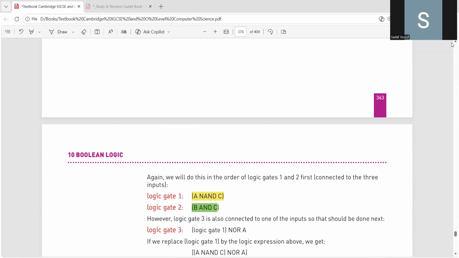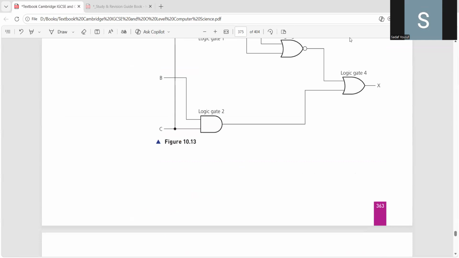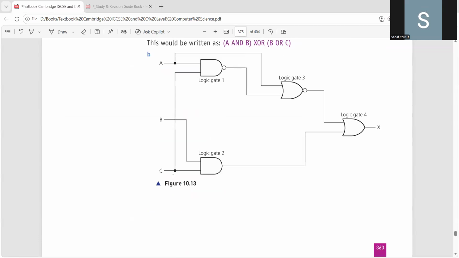This is what we have done just now. This is my A NAND C. You can just trace it out also. It's not coming from B. And this one is coming from B, the second one is coming from C. So B and C. And lastly, it is logic gate 4. This is my OR gate. But before that, there's another.